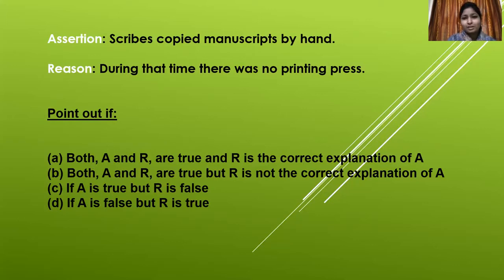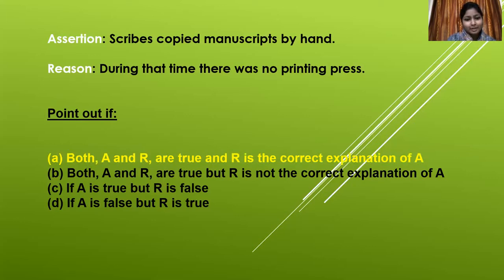Let us see what the slide says. Yes, we are on the right track. Yes, both A and R are true, and R is the correct explanation of A. That means the reason is the correct explanation of the assertion stated. So I hope you got an idea of how to do it. Let us practice one more assertion of the same kind, but with a different reason. Let us move ahead.